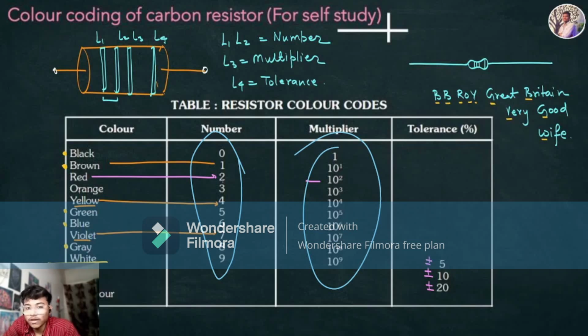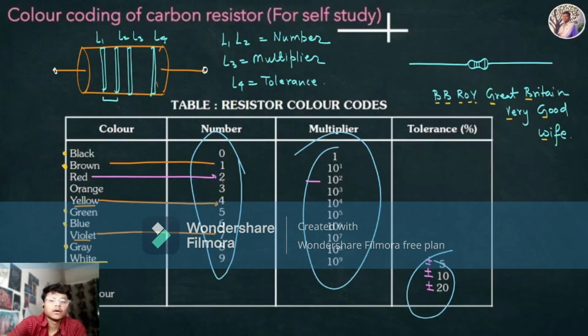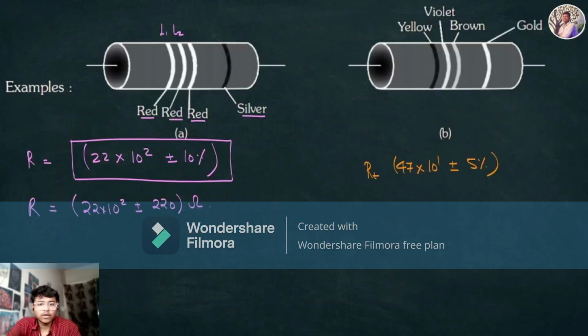Okay, and if a tolerance is given, then you have to take plus minus that tolerance. So if L1, L2, L3 are red, red, and L4 is silver, red is given 2. So 22 into 10 to the power 2, plus minus given by silver, so plus minus 10 percent.